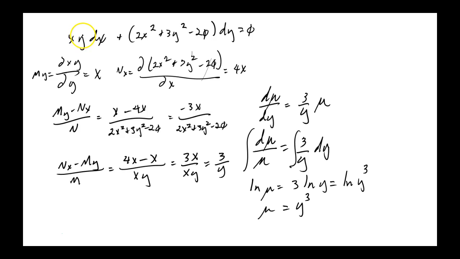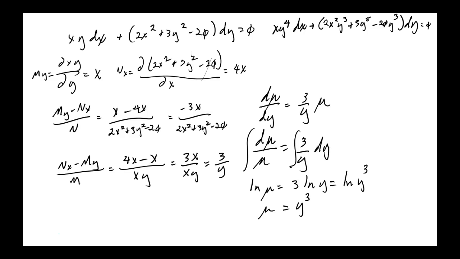Okay? So this will be xy to the fourth dx plus 2x squared y cubed plus 3y to the fifth, right, minus 20y cubed dy is equal to 0. Okay?